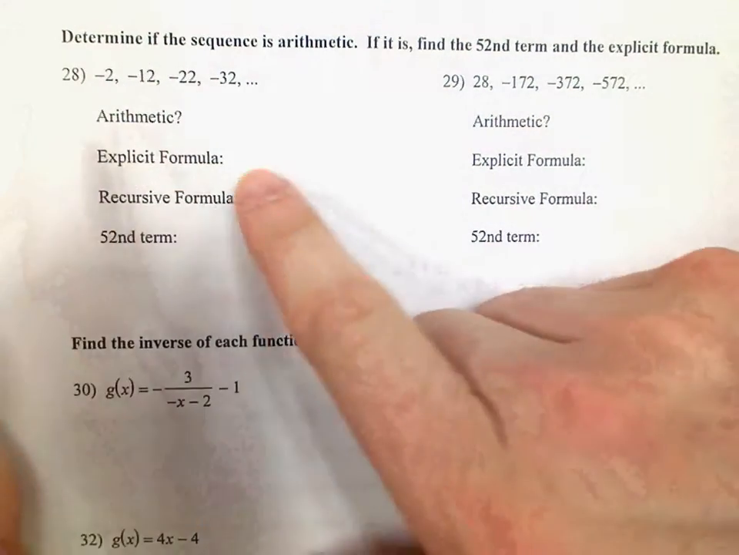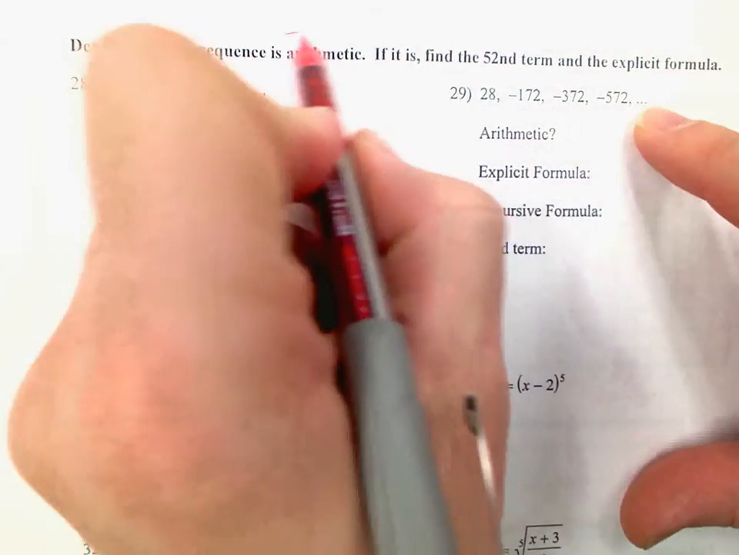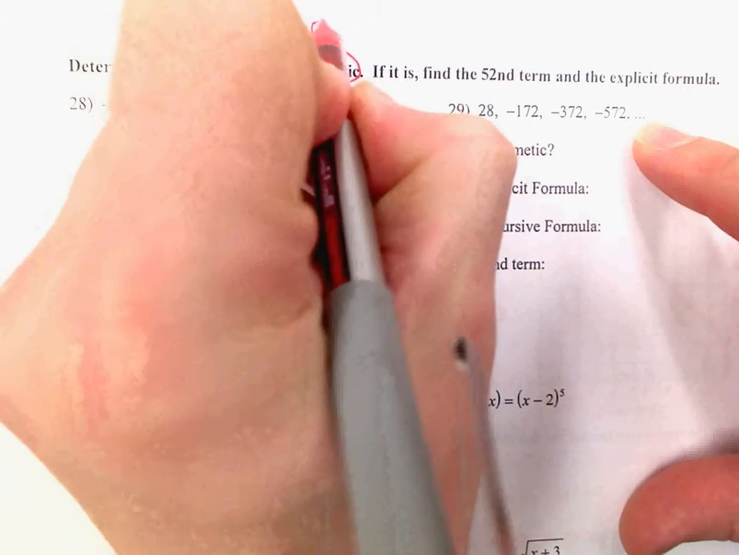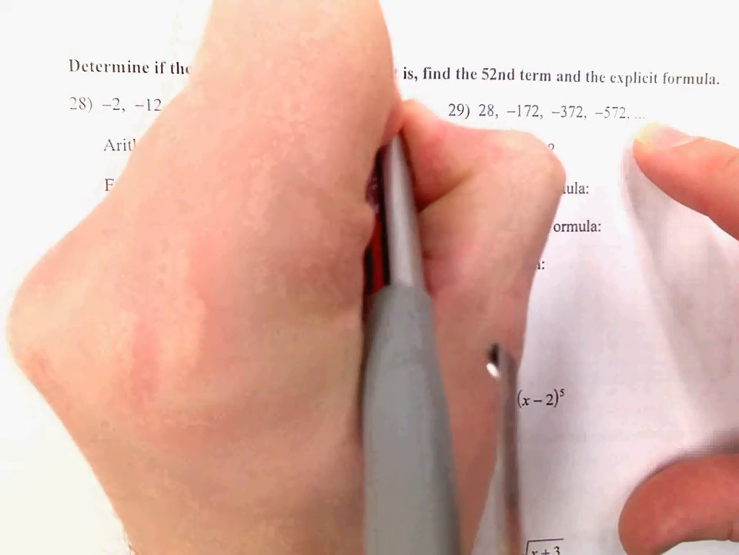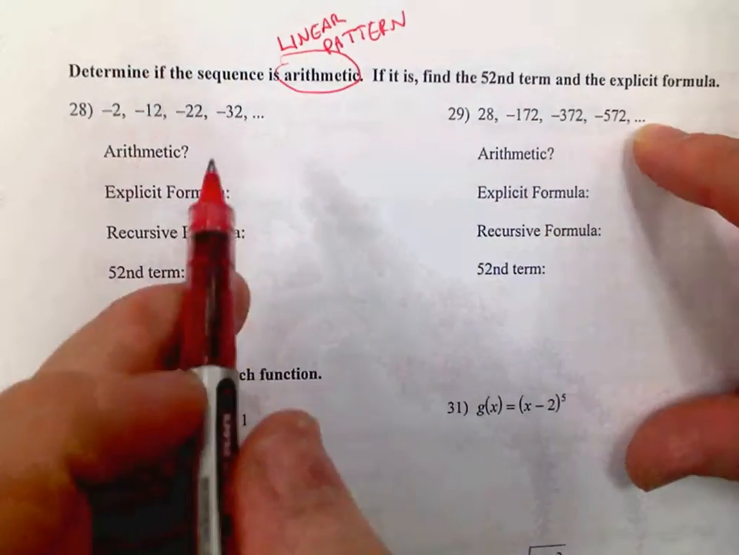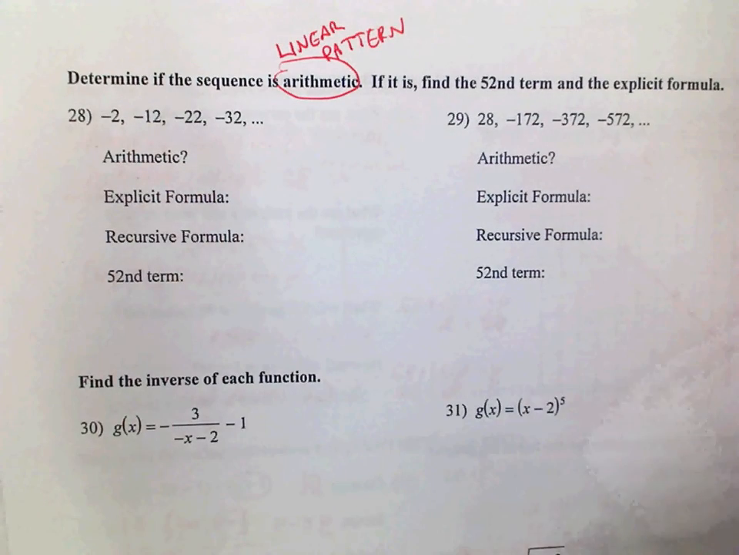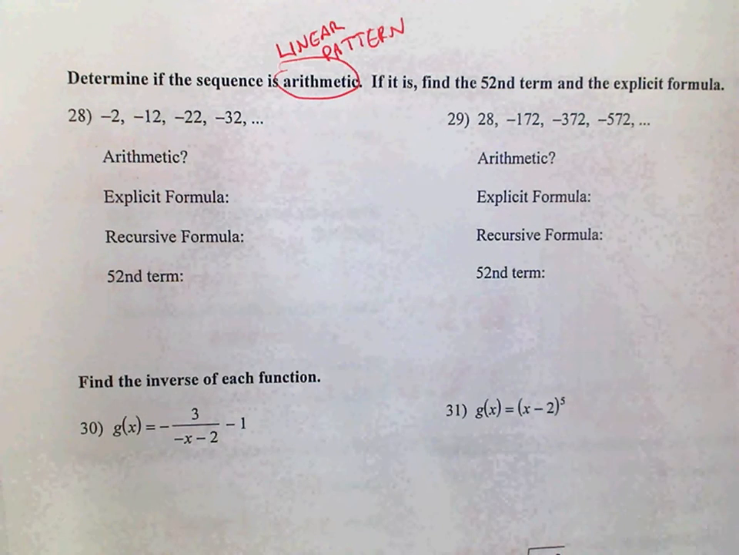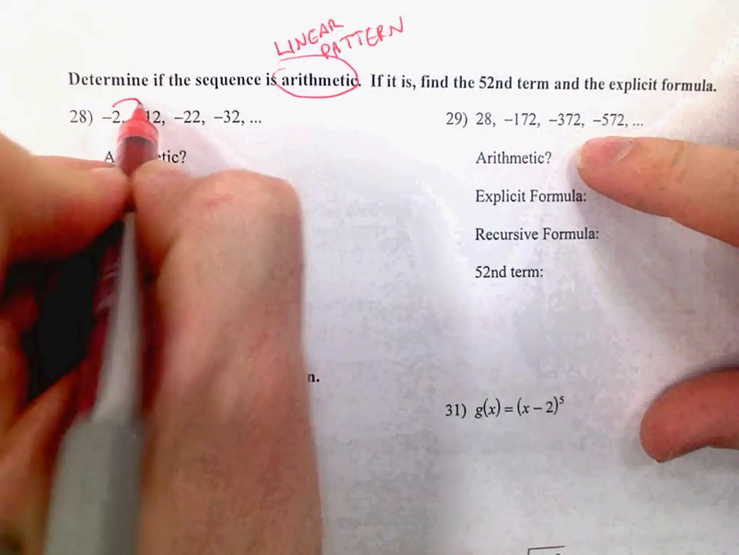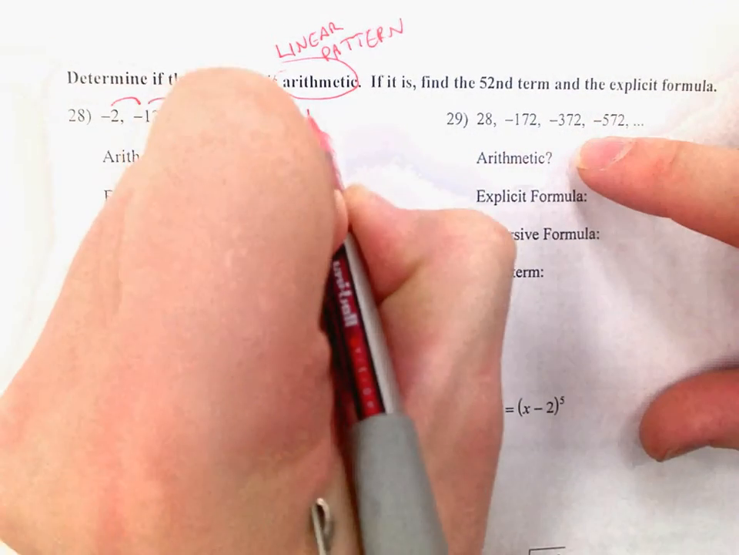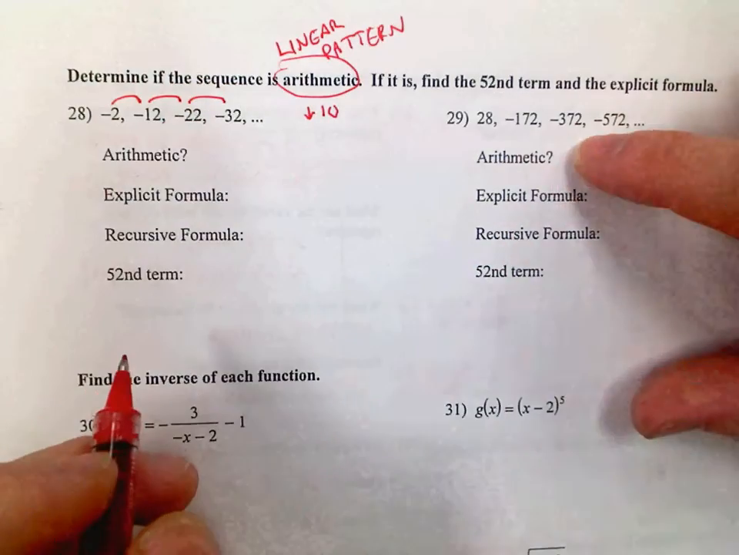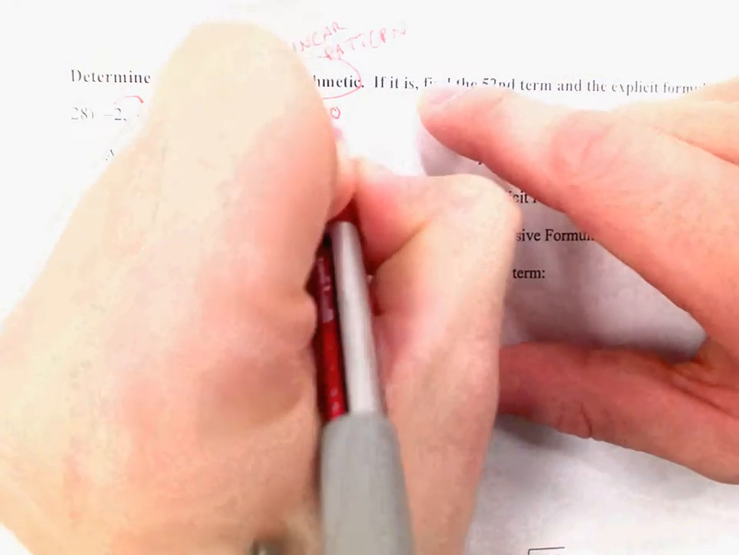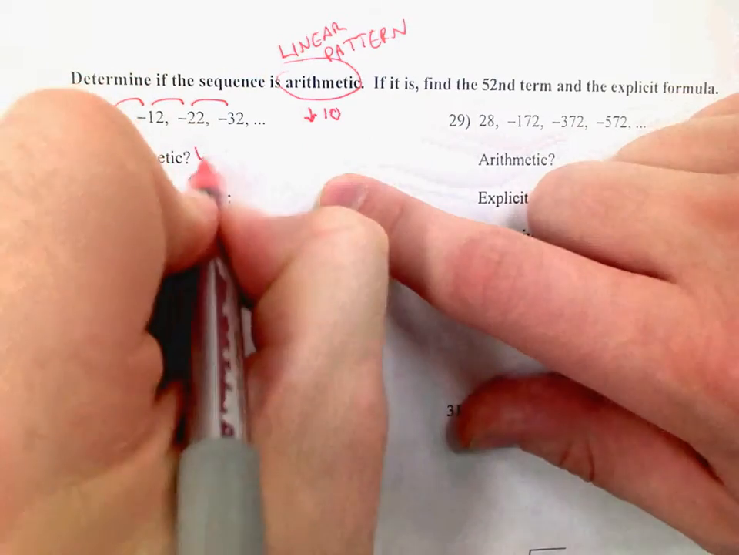Okay, determine if the sequence is arithmetic. Now, arithmetic basically means, does it follow a linear pattern? Does it have a specific increase or decrease that it consistently does? And if it is, it wants us to find some formulas that could describe it, etc. So we look at that 28 and we say, does it have a linear pattern? Is there a specific increase or decrease that happens each time? And we can say, yeah, each jump is down 10. So it is in fact arithmetic because it is decreasing by the same amount each time. So we can say yes.